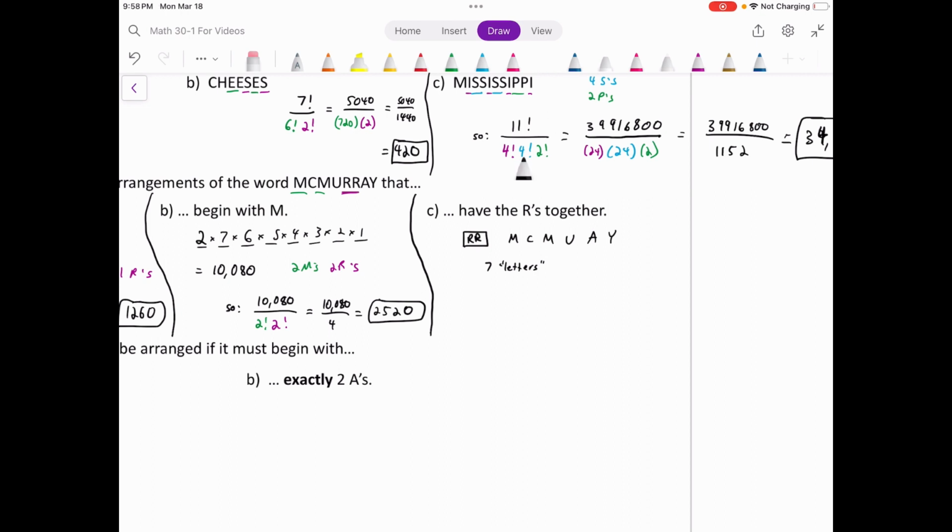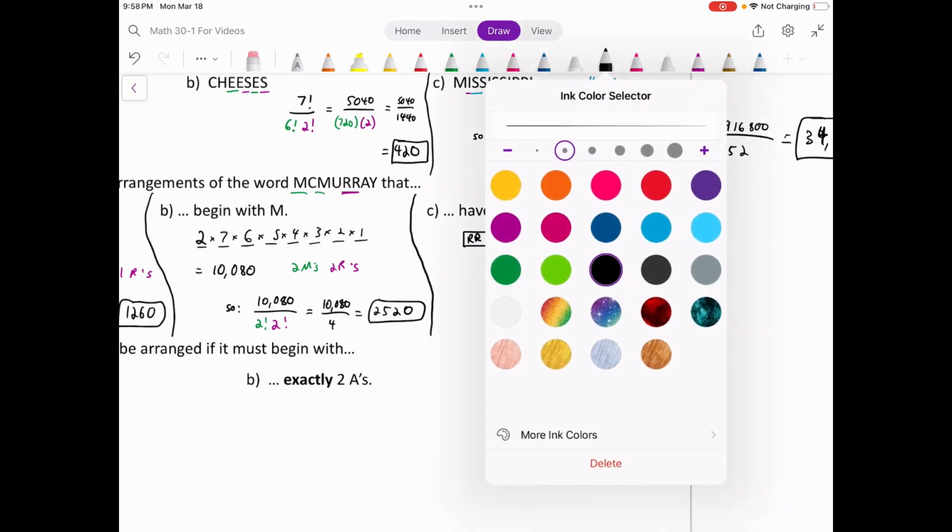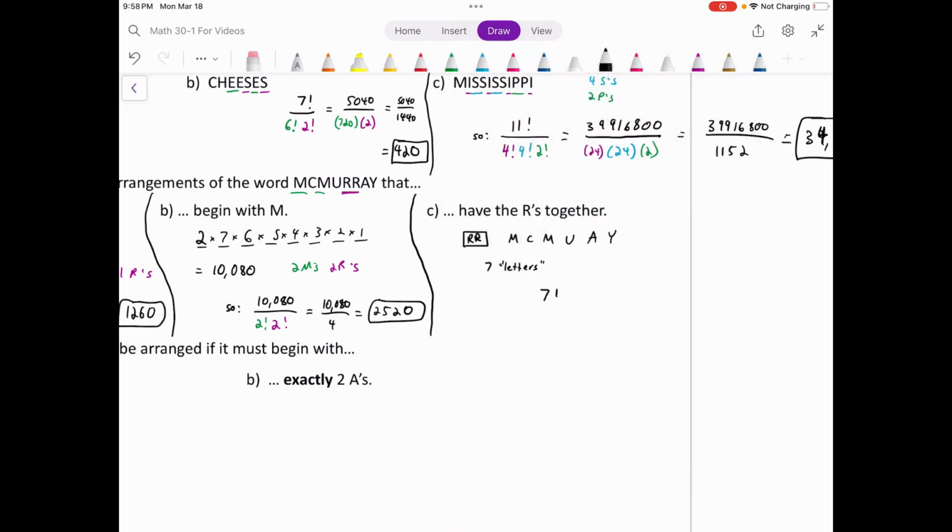We've got this one and then these 6, okay? Now, again, we've got options here. We could say, okay, there are 7 factorial ways to arrange 7 letters. But within our group, there are 2 factorial ways to arrange them.